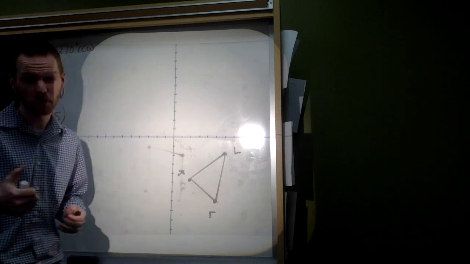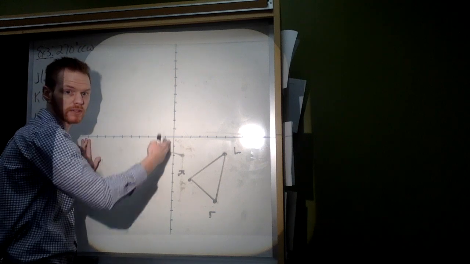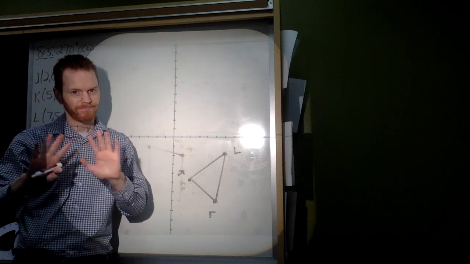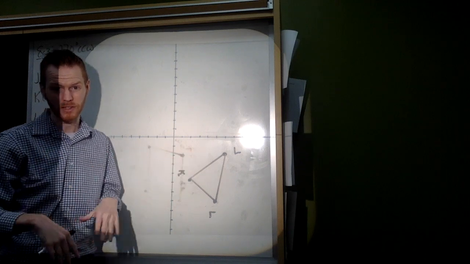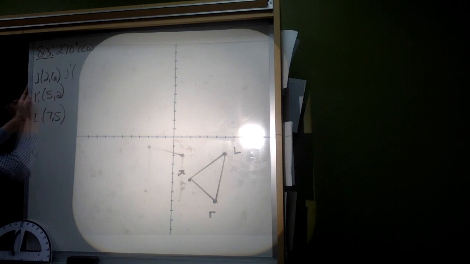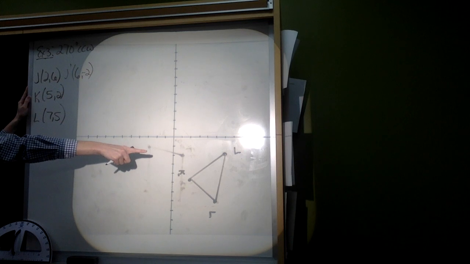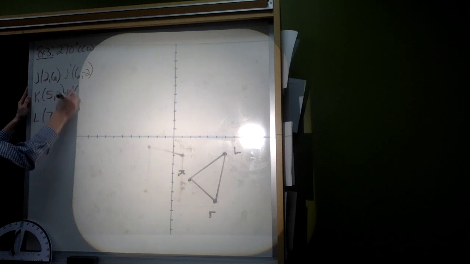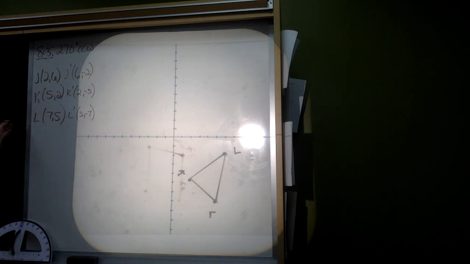Now let's just copy the coordinates down. Remember, this is now my temporary x-axis. This is my temporary y-axis. That's why I don't like to mark these with numbers or label x and y-axis for that reason. I keep it like a blank page. Okay, J prime is going to be at 6, -2. If I'm looking at this. K prime is going to be at 2, -5. And finally, L prime is going to be at 5, -7.